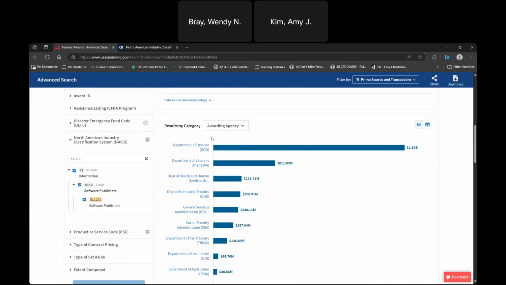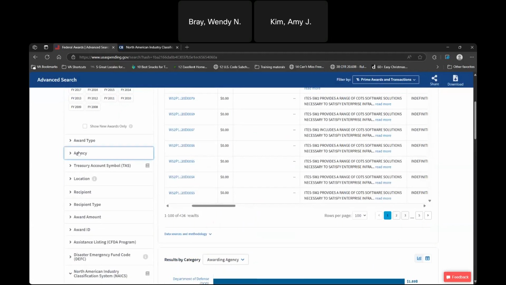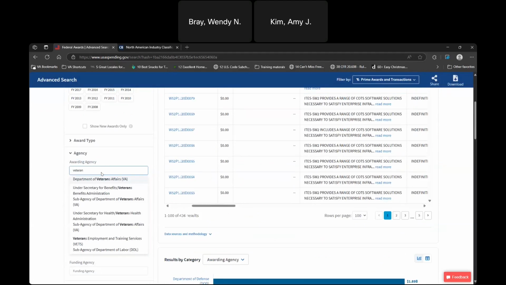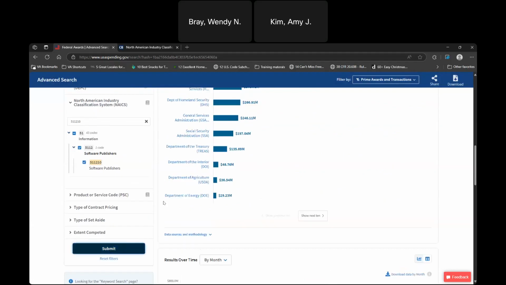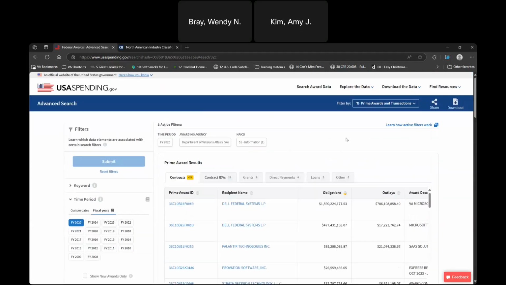Scrolling down though, I'm just looking to see, I see Department of Veteran Affairs. So let me go back to agency. And now I'm just going to type in veterans so that I can select Department of Veteran Affairs and then select submit. Now, in this prime award results, what I see is obligations.